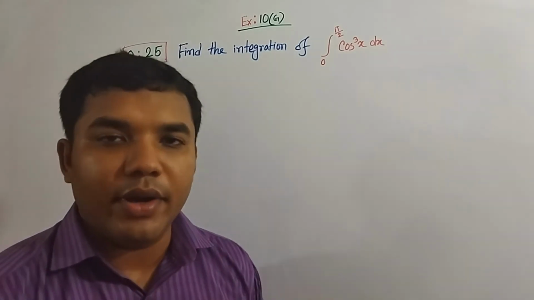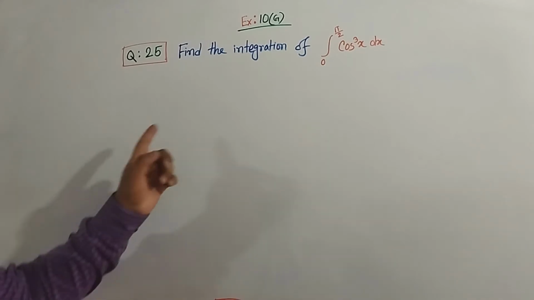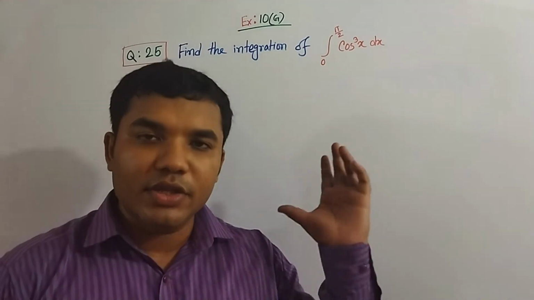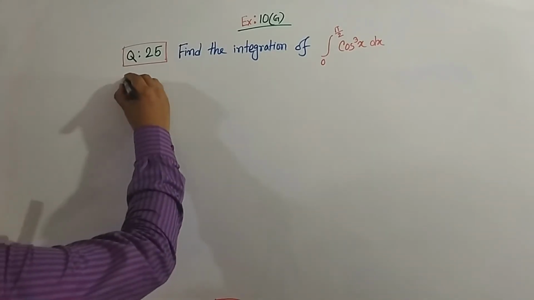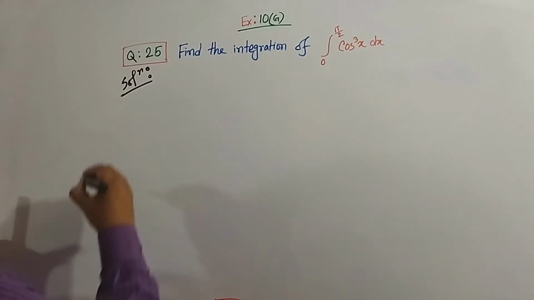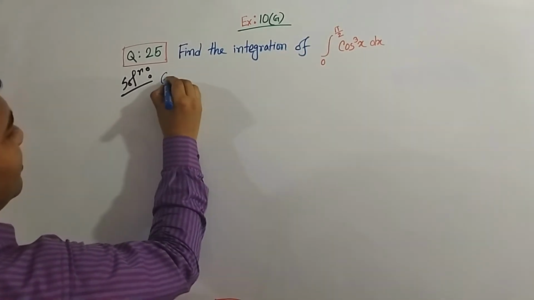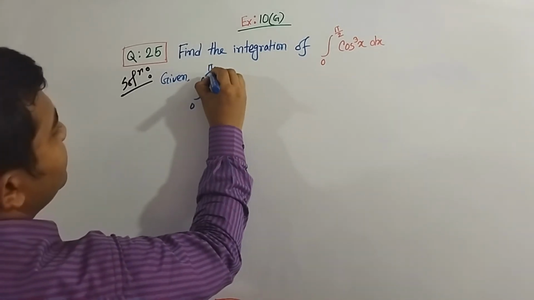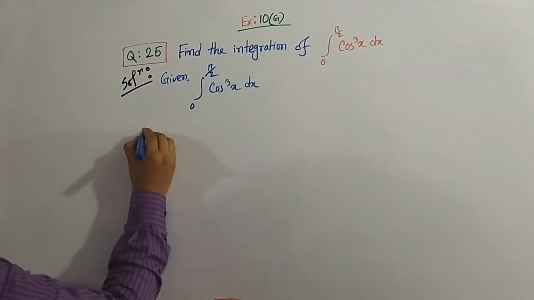So dear students, our next and last mathematical problem is: find the integration from 0 to pi by 2 of cos cube x dx. How can we solve these types of problems? Dear students, our solution part should be done this way. Here is the given part: integration from 0 to pi by 2 of cos cube x dx.